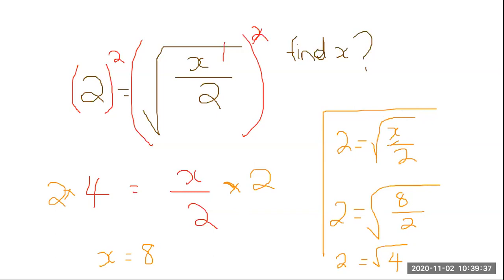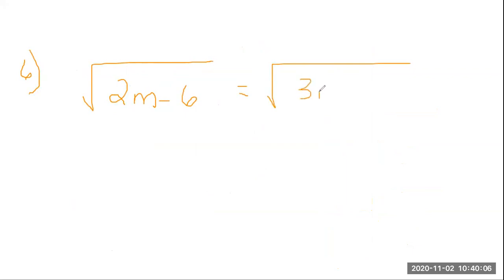Oh, you did cross multiply? Yeah, that works too. Let's do one more question. Number 6 says the square root of 2m minus 6 is equal to the square root of 3m minus 14.